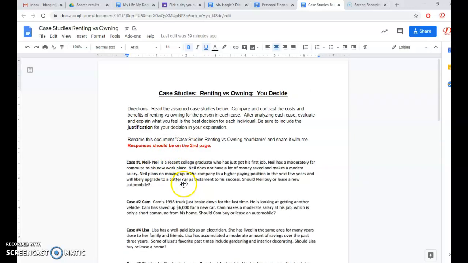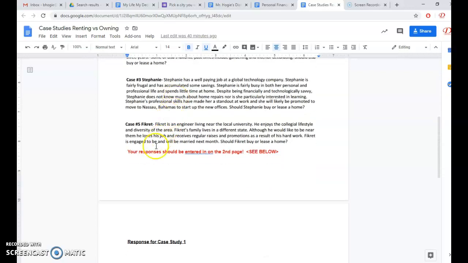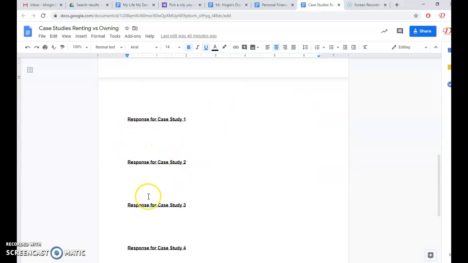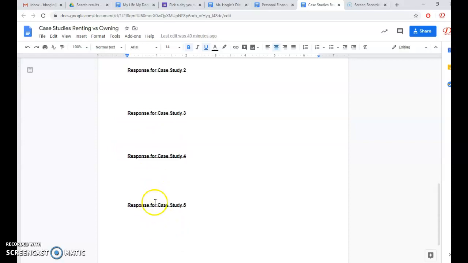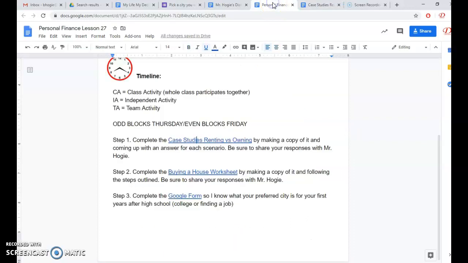Do you think it's best for Neil to rent or buy a vehicle based on what you know about him? Same thing for Cam, Lisa, Stephanie, and Fikret. So just tell me what you think each person should do for each scenario based on what you know, and then tell me why. You need to have justification for your decision. So that's that first one.